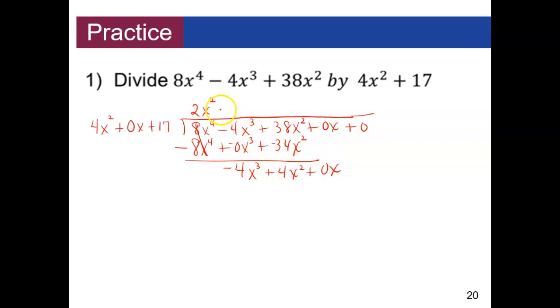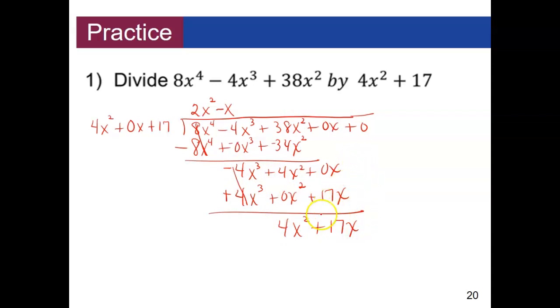So now I need to multiply this by -x. So when I multiply this out, it's going to be -4x to the 3rd plus 0x squared minus 17x. Go through and change those signs. We got 4x squared plus 17x. My degrees are equal, so I can go one more time. So I need to think, what do I multiply 4x squared by to get 4x squared? And that answer is 1.